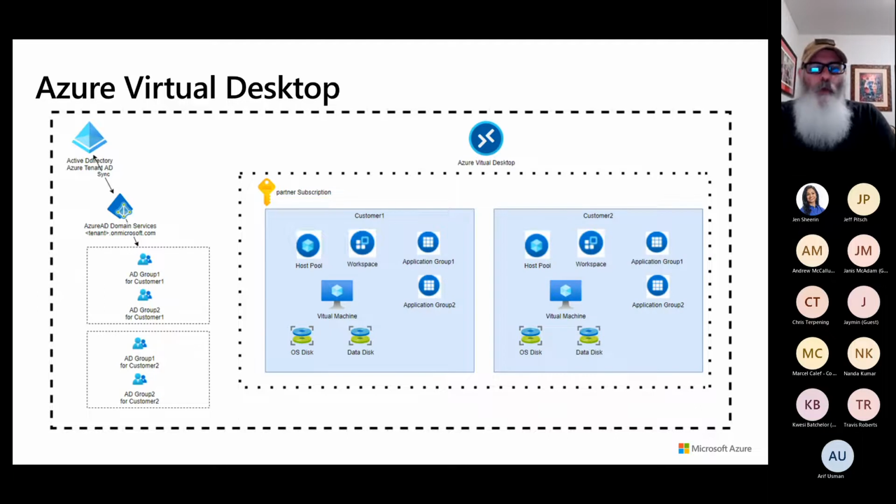So this kind of outlines what a deployment might look like. You see we have Active Directory and then synced to Azure AD domain services, and we also need Active Directory. Now, in this example, there's one partner subscription, and then each customer has their own Azure Virtual Desktop environment. They have their own workspace, their own host pool, their own application groups. So this will ensure isolation between the customers. Customer 2 will be unable to access customer 1's resources. Customer 1 will be unable to access customer 2's resources.